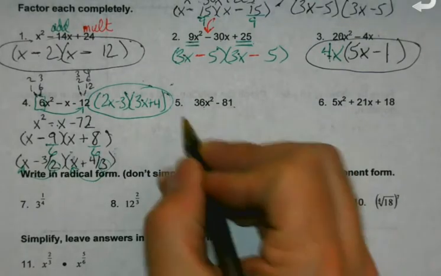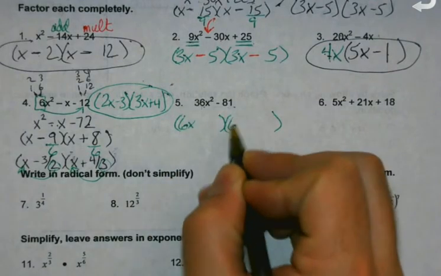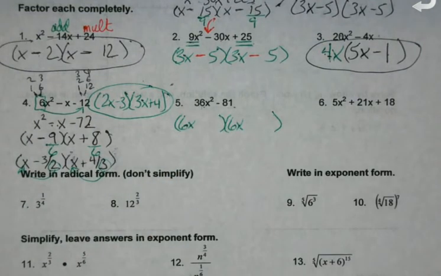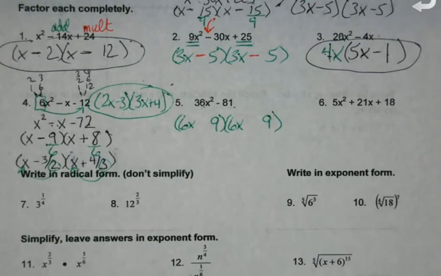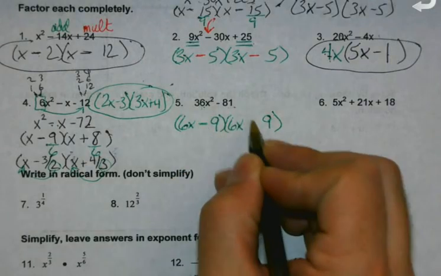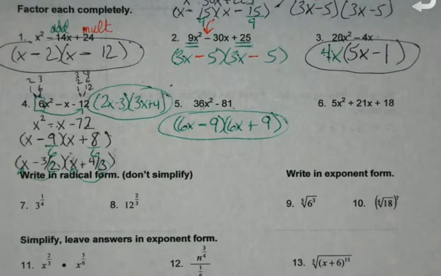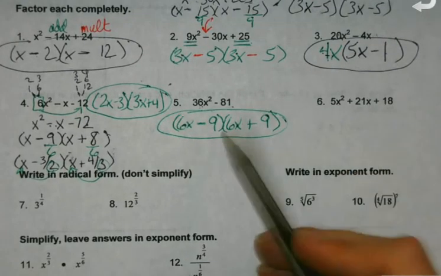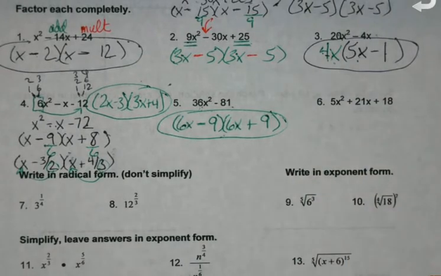So what do I square to get 36x squared? 6x. Square to get 81? 9. And right, since I want a negative or a minus 81, one's negative and one's positive. Order doesn't matter. But that's the type of thing on these that we're looking for. Those short ones, it'll always be one of these 2. Either something to take out or perfect squares where I can break it down right away and get it into its factored form.